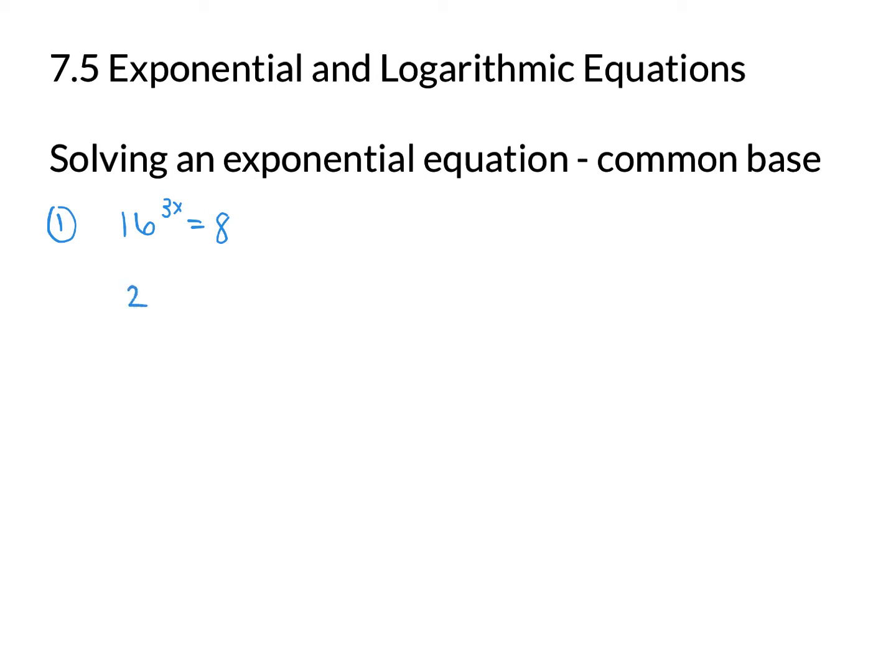So if we do 2 to the power of 4, we get 16. If we do 2 to the power of 3, we get 8. So that's what we mean by common base. So if we remember our exponential properties, what happens when we have a power to a power? What do we do to combine those? A power to a power, we multiply. So basically this simplifies to be 2 to the power of 12x equals 2 to the power of 3.